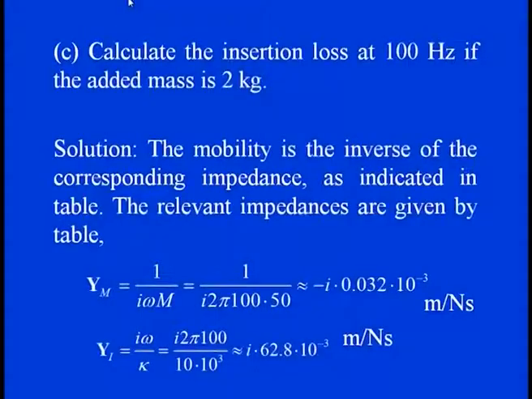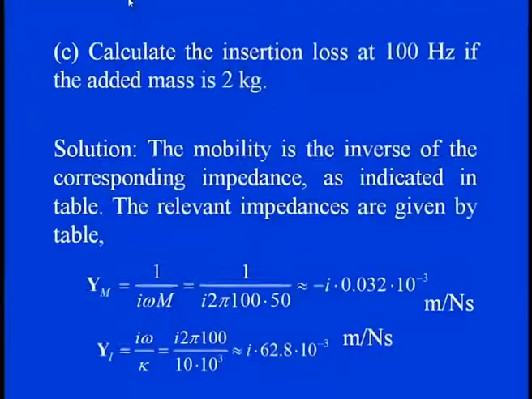So, the first case was this, the second case was the mobility replacement in the total, and the third case is the insertion loss at the 100 hertz frequency if the added mass is 2 kilograms. How much are the insertion losses at that exciting frequency? In the first case, the mobility is the inverse of the impedance, as we know. So, we can calculate Ym equals 1 by i omega m, where omega is 2 pi into 100, the excitation frequency, and m is 50 kilogram.